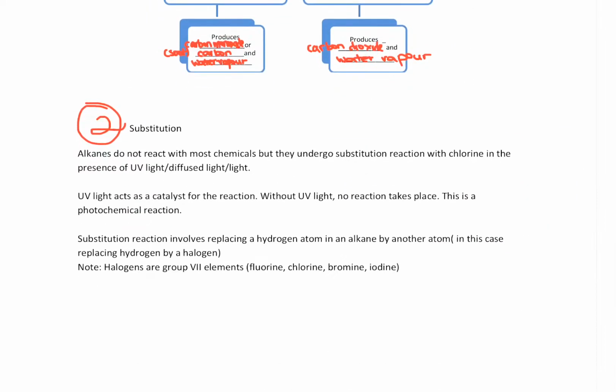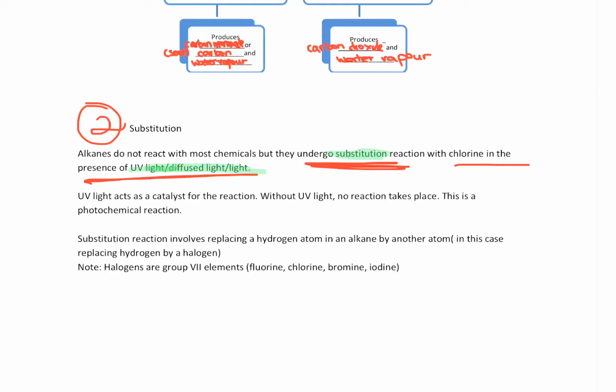Now let's see the second reaction undergone by alkanes, which is substitution. Now, alkanes do not react with most chemicals, but they undergo substitution reaction with chlorine in the presence of UV light or diffused light or just light. So these are the terms that can be used in the exam paper. Okay. So substitution, what's substitution? Substitute means that you're going to take something and replace it with something else.